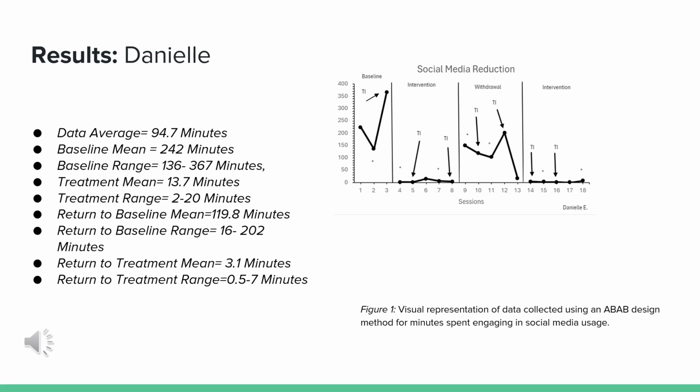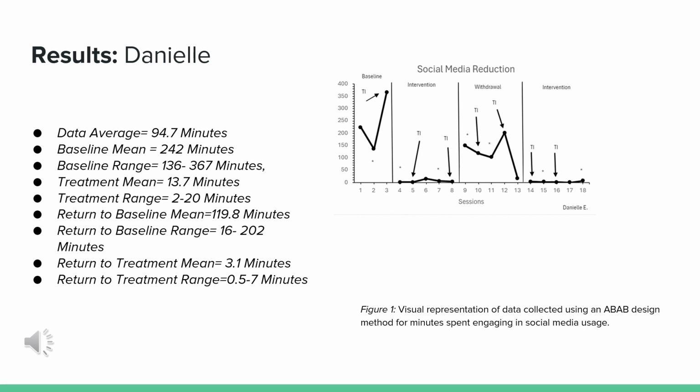For my data graph, there was an average of 94.7 minutes. Beginning with my baseline data, we can tell that there is a moderate level of my data trend, with my baseline mean being 242 minutes. My initial baseline range was from 136 to 367 minutes. As we move into the first intervention, or B1, the intervention mean ended up being 13.7 minutes, with the range being 2 to 20 minutes.